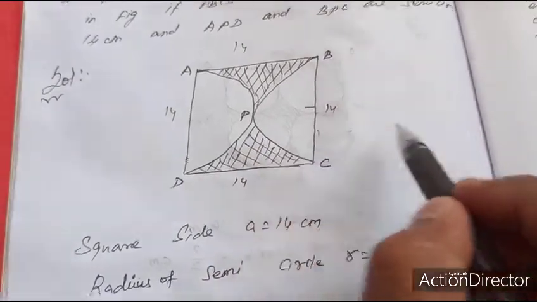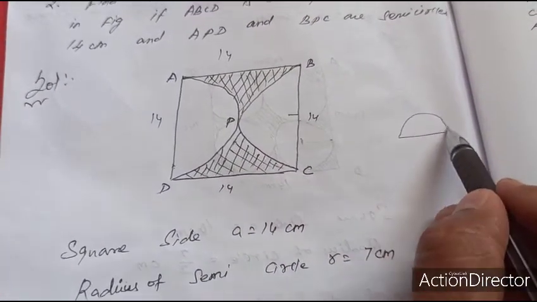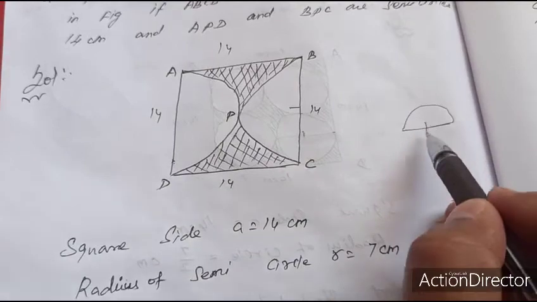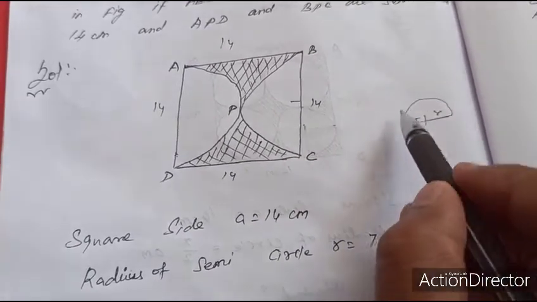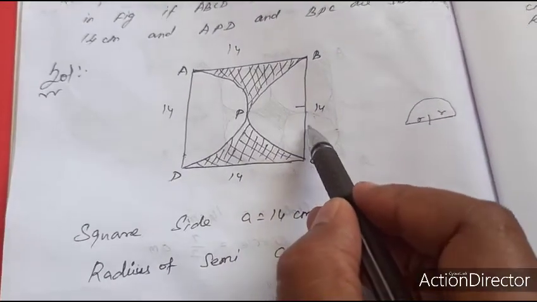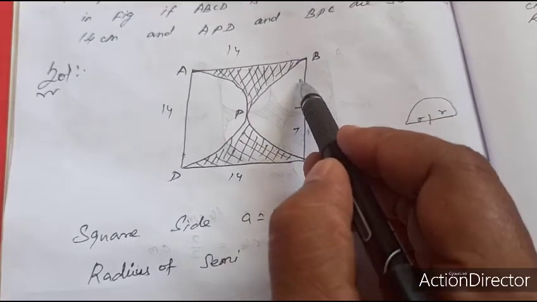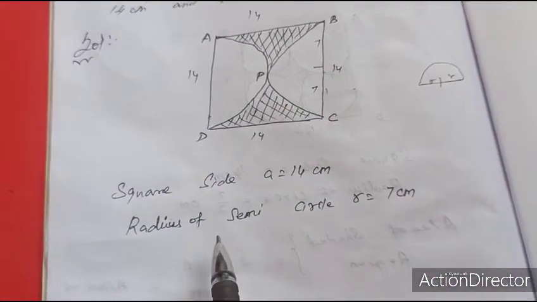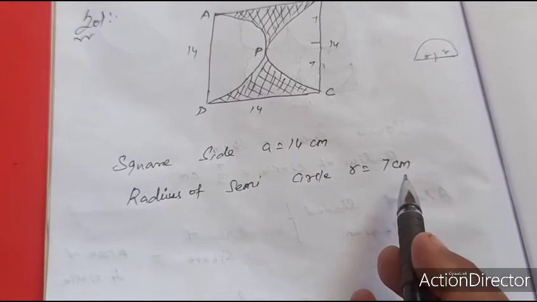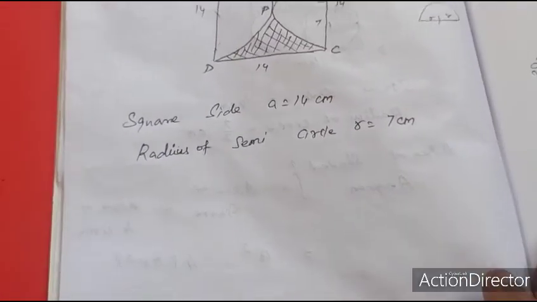For the semicircle, it is a diameter. Half portion is a radius. R plus R is a diameter. Therefore, 14. This part 7, this 7. Therefore, radius of semicircle r equals 7 centimeter.